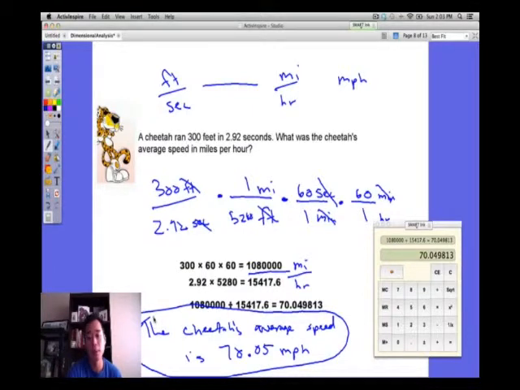I'm multiplying 4 different fractions, converting from feet per second to miles per hour. If you need to, pause the video and write this down. Make sure you have this set up. Make sure everything's canceled out at the end. The only thing that's not canceled out is the units that you need.